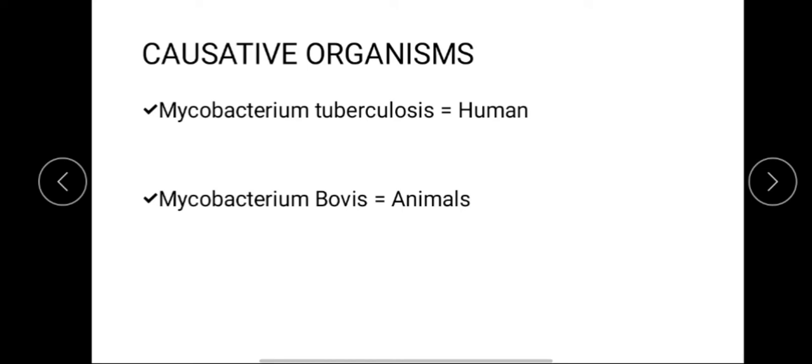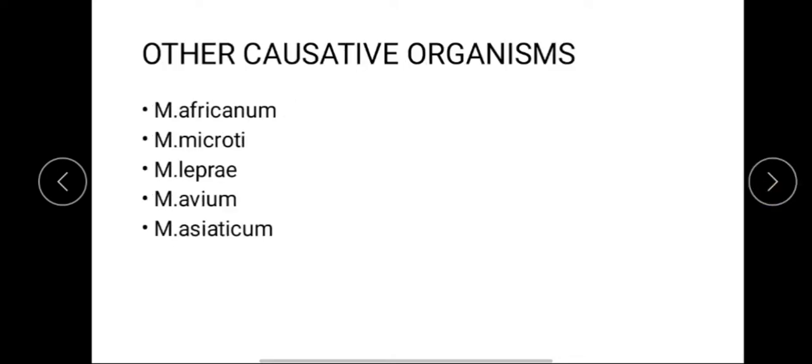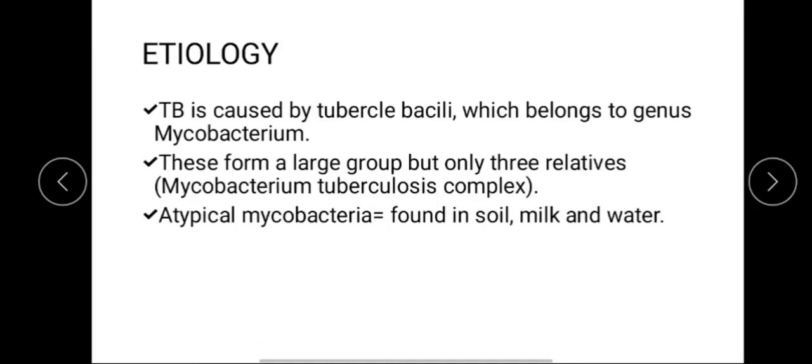Now the causative organisms of tuberculosis. As we have earlier discussed, Mycobacterium tuberculosis is the common causative organism in humans, and Mycobacterium bovis is the causative organism in animals. The other causative organisms are Mycobacterium africanum, Mycobacterium microti, Mycobacterium leprae, Mycobacterium avium, and Mycobacterium asiaticum. Okay, Mycobacterium leprae causes leprosy, and it can also be seen in humans too. We'll discuss leprosy later.